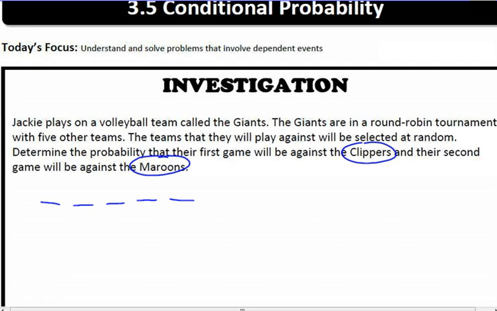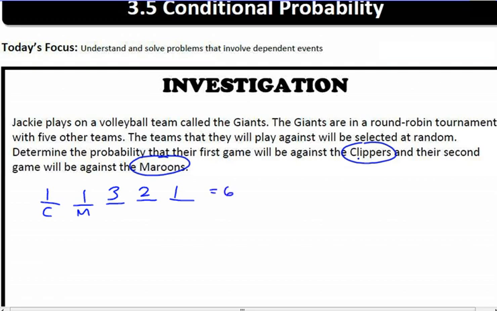For the first team, 1 pick 1. Second team, 1 pick 1. Because you want specifically the Clippers first and then specifically the Maroons second. And then for the other 3 teams, now there's 3 left over, 3 places to put them, 3 pick 3. I find it easier to do this. Who do we want here? Clippers, so how many Clippers are there? 1. How many Maroons are there? 1. Now how many teams do you have to put here? 3, 2, 1. Or you could have done 1 pick 1 times 1 pick 1 times 3 pick 3. 3 pick 3 would also be 3 factorial, which is 6. So we get 6 ways to do that.